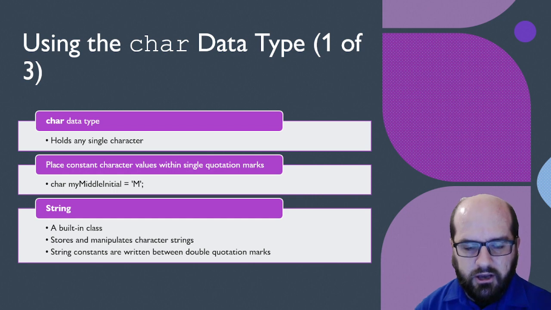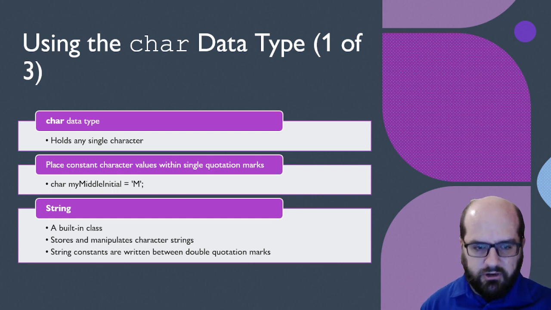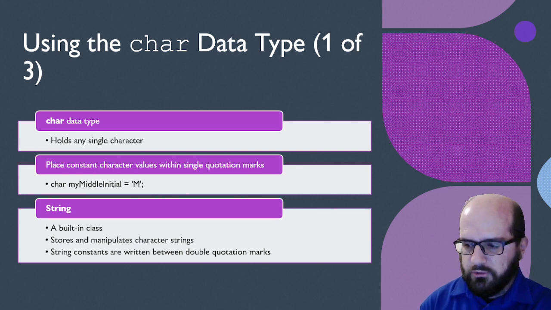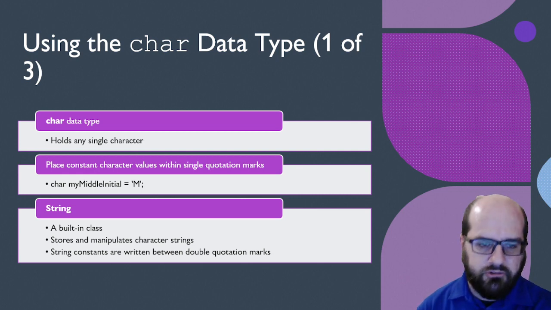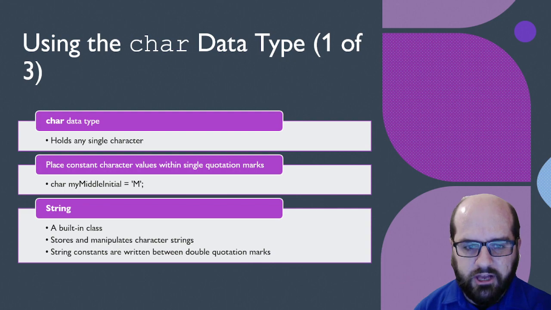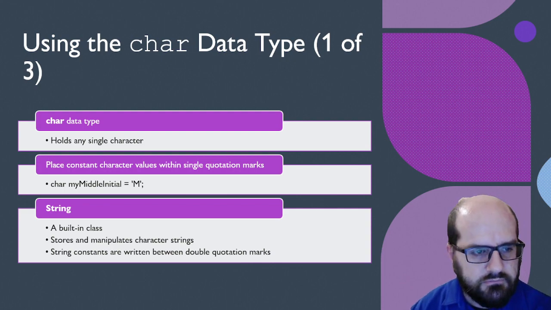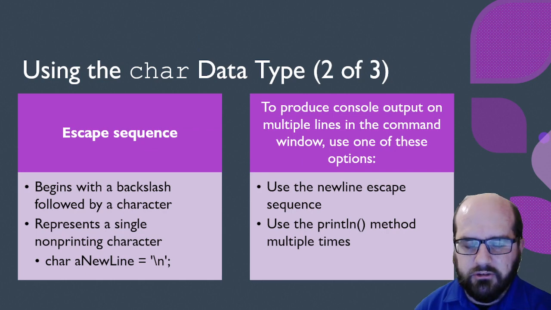So the string is different because it is a string of chars. So multiple chars together make up a string. String is a built-in class, but it's a reference type with methods and behaviors. All right, so one of the interesting things about char is it's what we use escape sequences with.